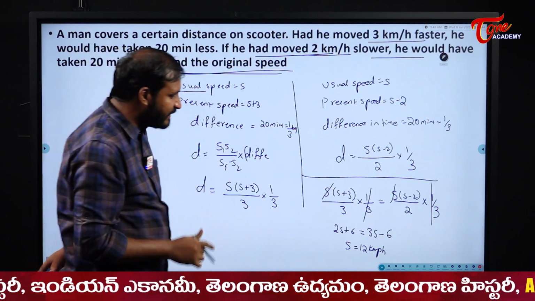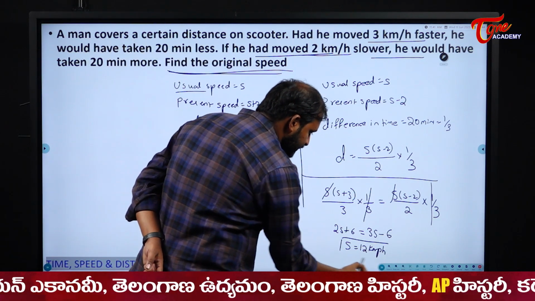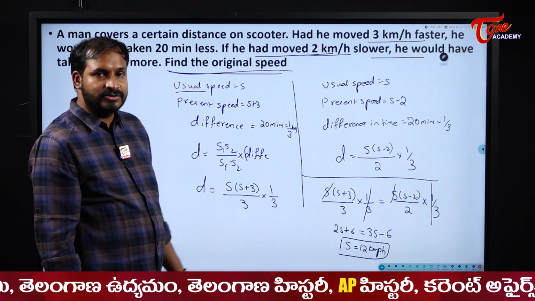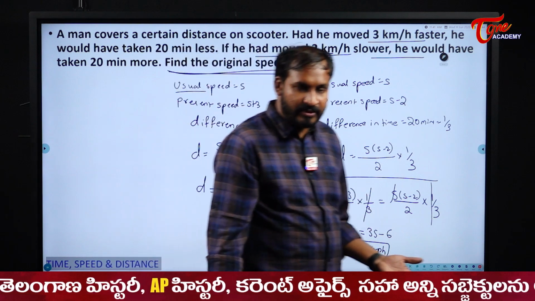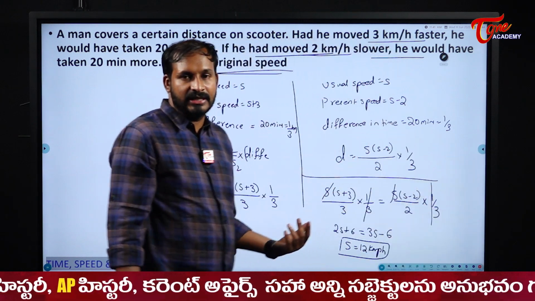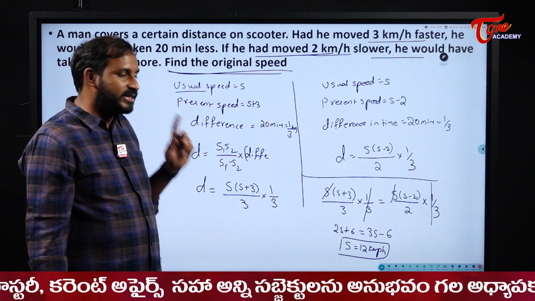What is its original speed for us here? 12 kmph. Understood, students? The same concept which we used in our last problem, same concept we are using here. But what is the difference between that problem and this problem?